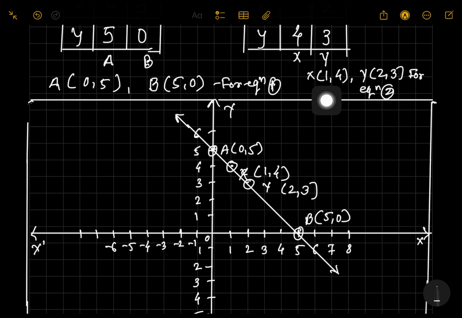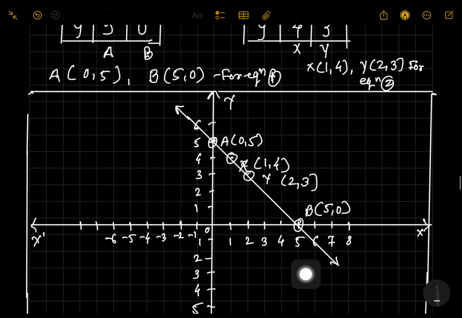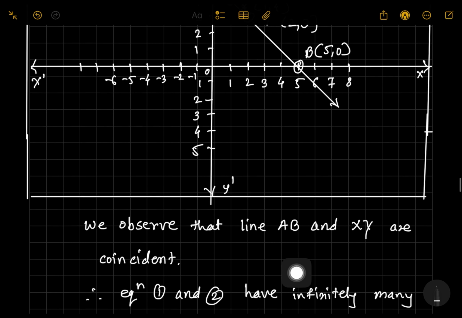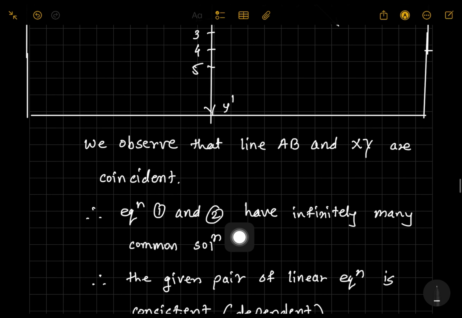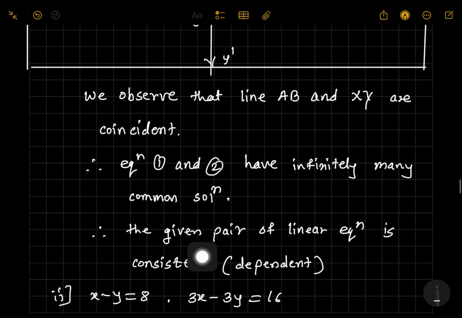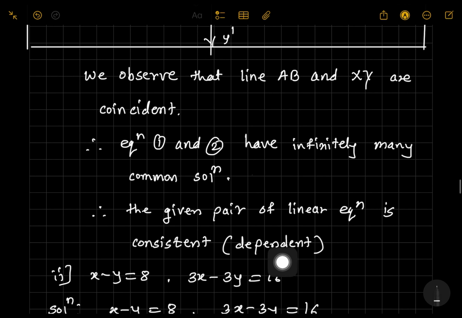Then for x it is 1 and 4. See here, 1 and 4. Then for y, 2 and 3. 2 on the x axis, and here 3. These points lie on that line AB, so this is the coincident line, and we are getting infinitely many solutions. So we observe that lines AB and XY are coincident. Equations 1 and 2 have infinitely many common solutions, and the given pair of linear equations is consistent dependent.